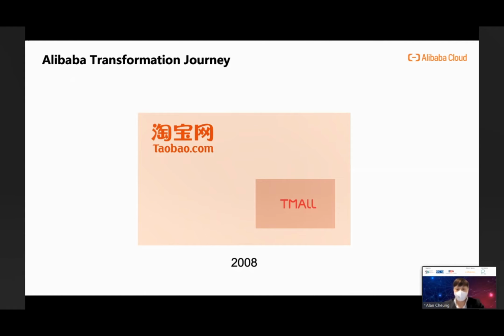And when they started this, Taobao.com, the website, was a very large website, and Tmall was a new concept, so they included it in Taobao in the beginning of 2008 when they started it. So basically, Tmall was just one of the functions in Taobao. So this is what it was like.